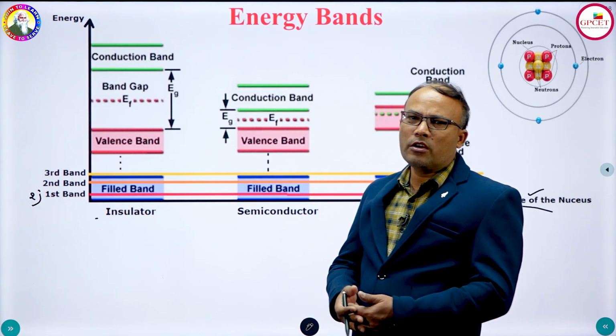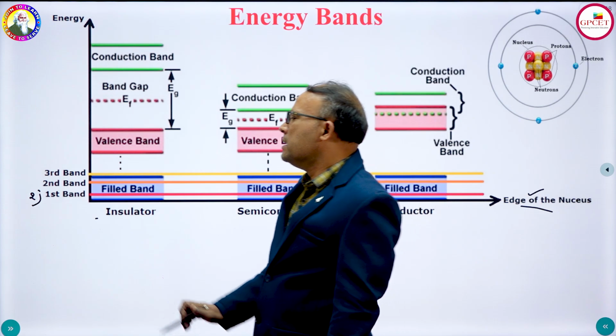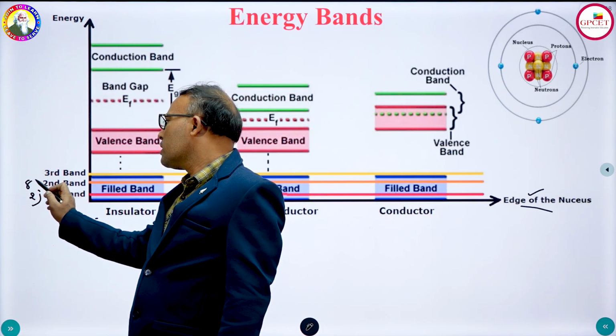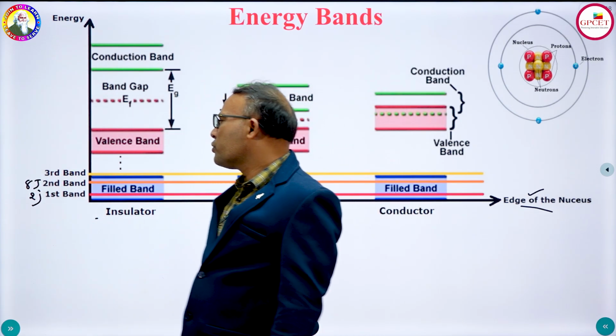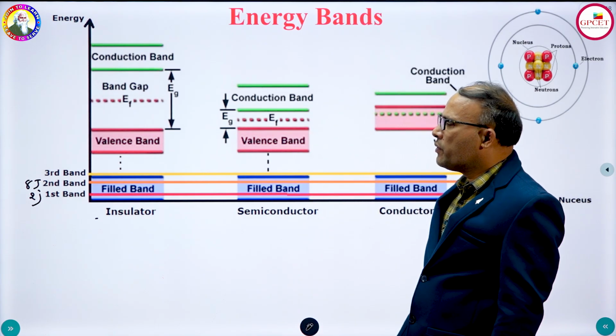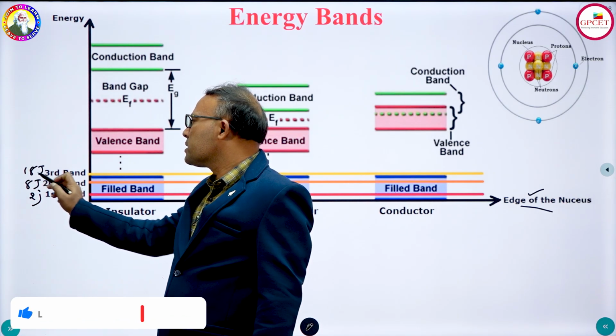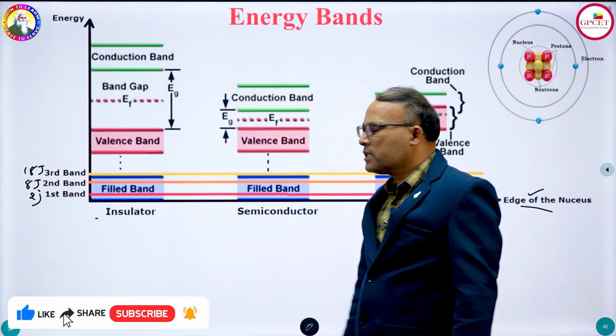For example, the second orbit is contained by 8 electrons. So 8 electrons means 8 joules of energy. So therefore, 8 joules is above 2 joules. Combining all these electrons' energies, it will form 8 joules. And the third energy band is nothing but 18 joules. It is present at the topmost, above the second orbit.